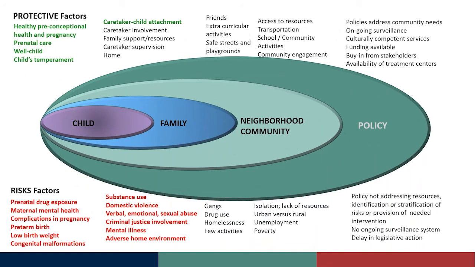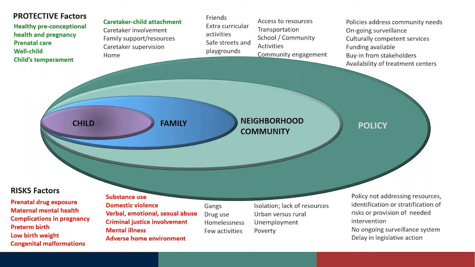So in this slide, which is very busy, I just want to direct your attention more to the risk and the protective factors that the child and the family are going to see. And the risk, of course, the prenatal drug exposure, the substance use, and in the family, we look at the ACEs, the domestic violence, mental illness, adverse home environment, but look at the protective factors.